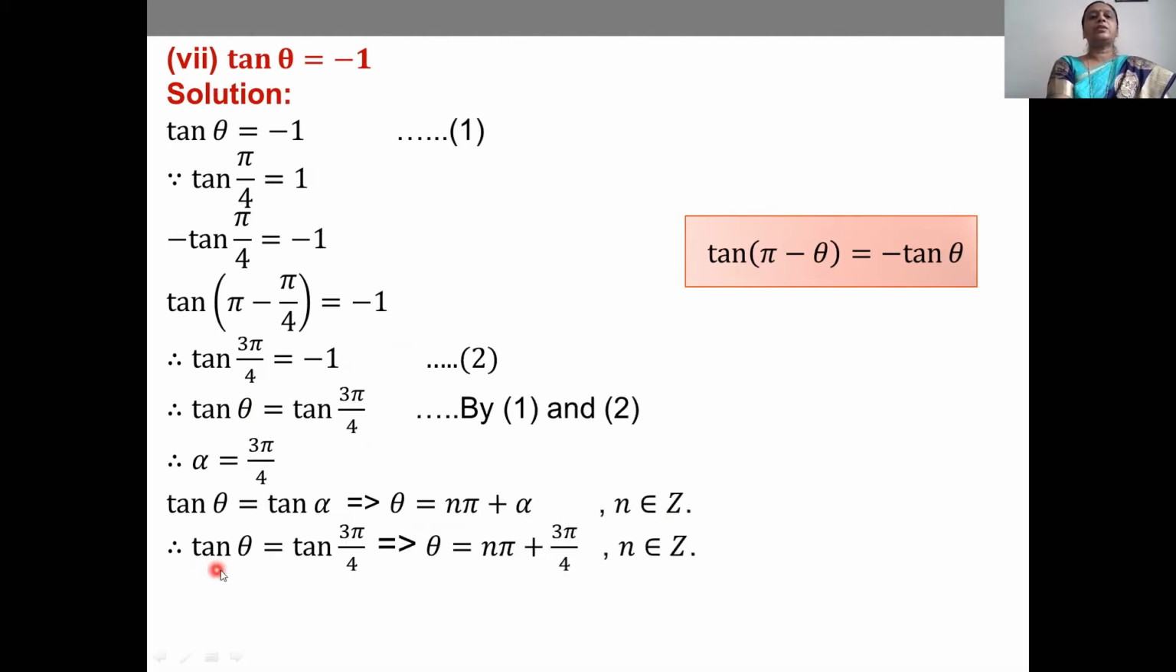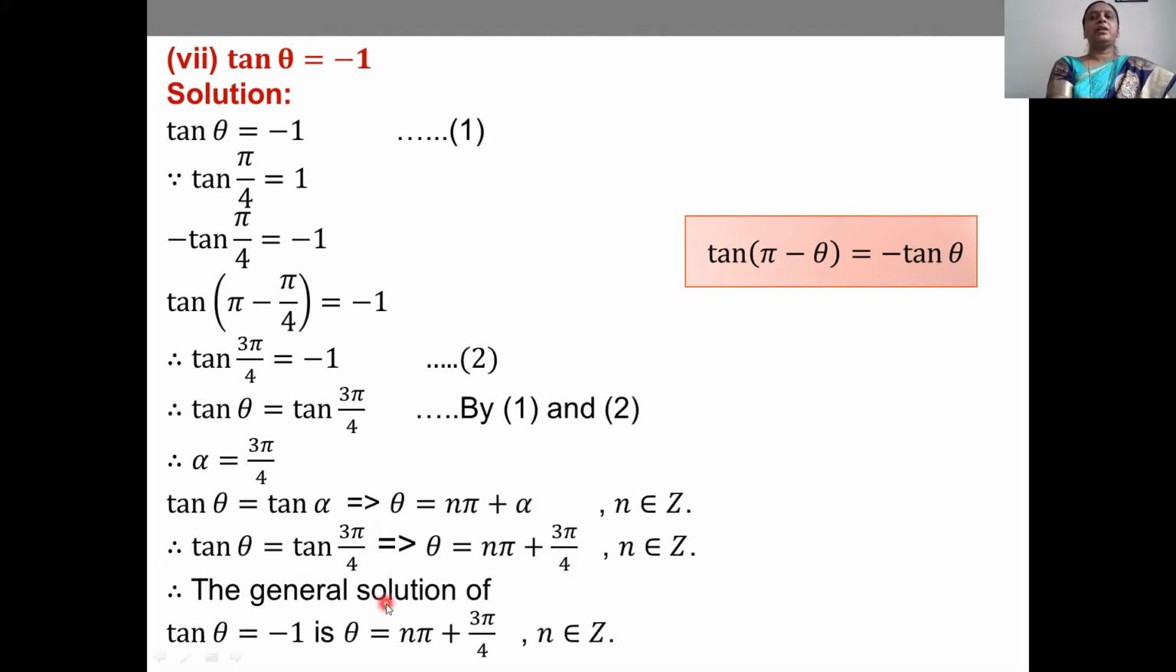Therefore, this equation tan theta is equal to tan 3 pi by 4 implies that the general solution will be theta is equal to n pi plus 3 pi by 4, n belongs to Z. In this equation, I have to put the value of alpha 3 pi by 4. In the last step, you write down the general solution of tan theta is equal to minus 1 is theta is equal to n pi plus 3 pi by 4, where n belongs to Z.